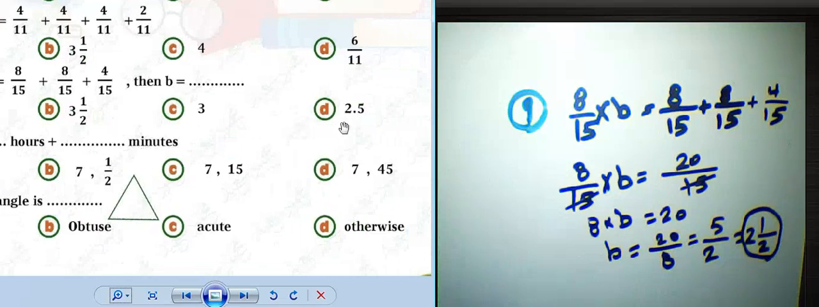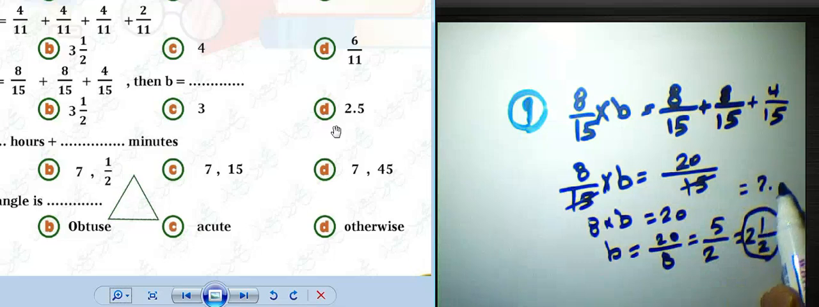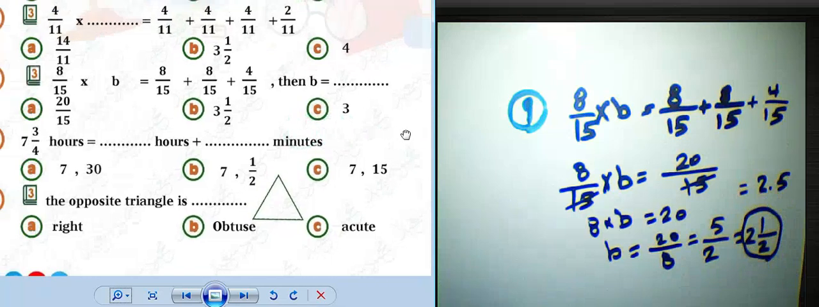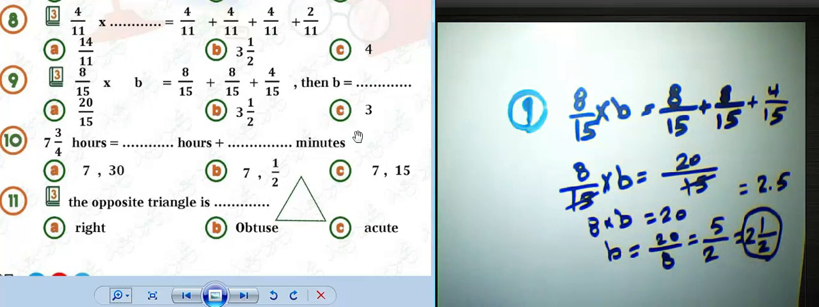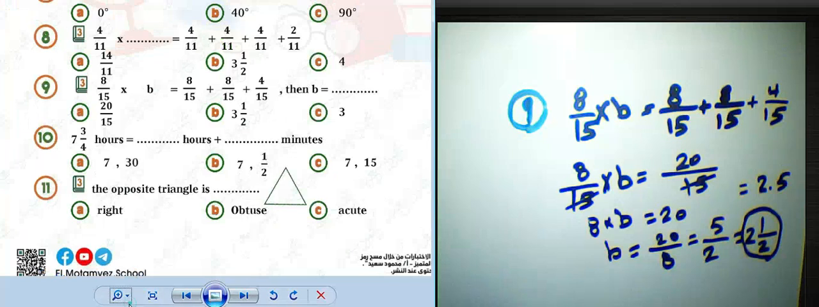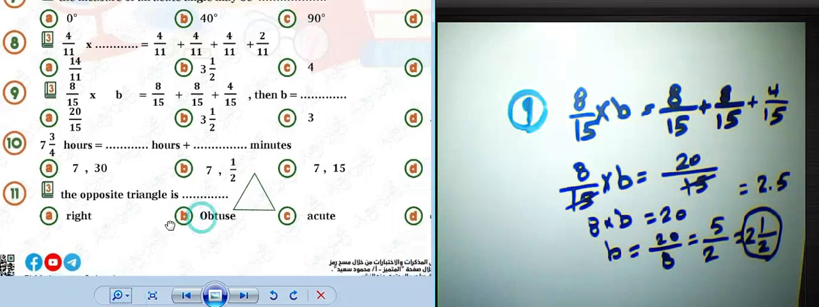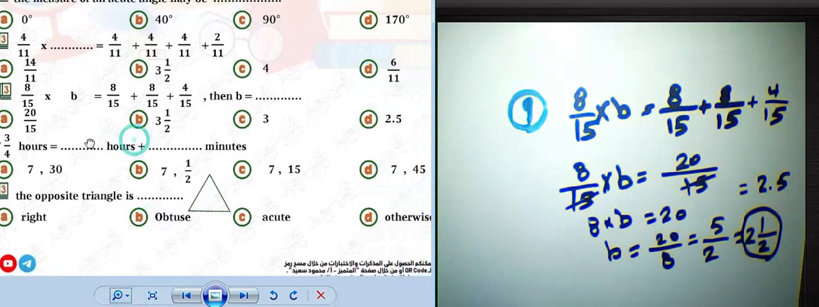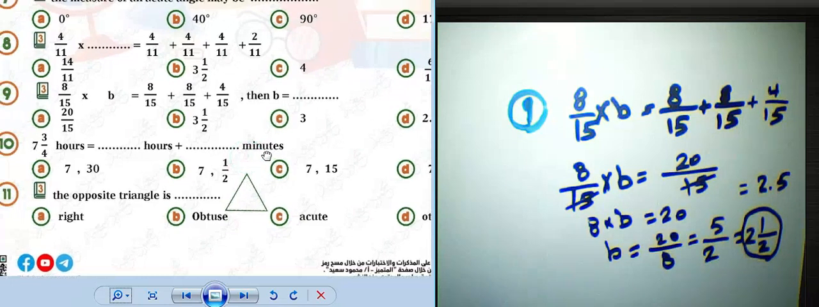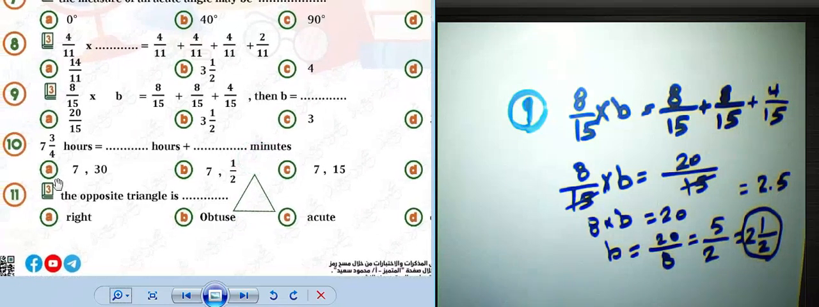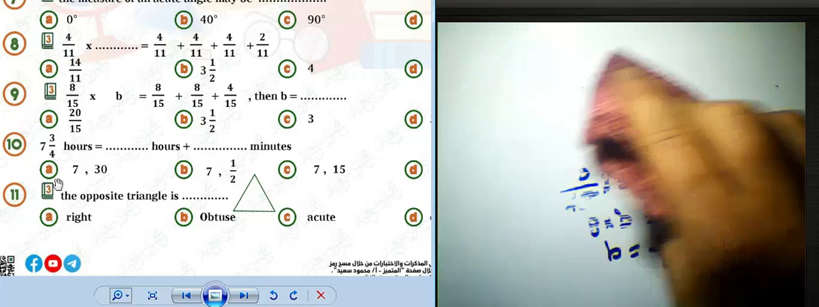Okay, it's letter D. You can convert it to decimal number 2.5. Okay, my students, understood? So this question number 9, you must choose letter D. Okay, choose letter D here. About question number 9, 2.5. Understood? Okay, next question here, question number 10. 5 and 3 over 4 hour equals space hour plus space minutes.